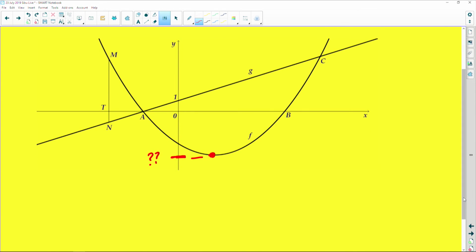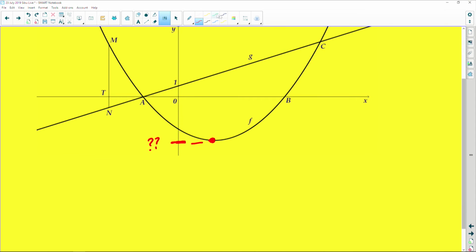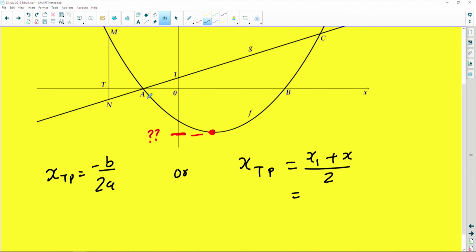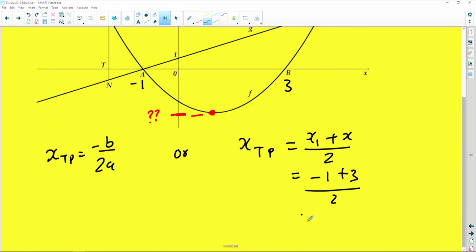Now I'm going to use a different technique of finding the x-coordinate of the turning point. Remember, guys, you can always say the x-coordinate of the turning point is minus b over 2a. That is highly acceptable. Or you can use what I'm about to use now. The x-coordinate of the turning point is the sum of the x-intercepts divided by 2, the average of the x-intercepts. At point A we found minus 1, and we found 3 at B. So when you add those two and divide by 2, you get 3 minus 1, which is 2, over 2. That gives you an x value of 1 at the turning point.